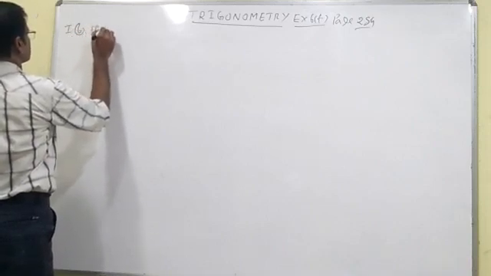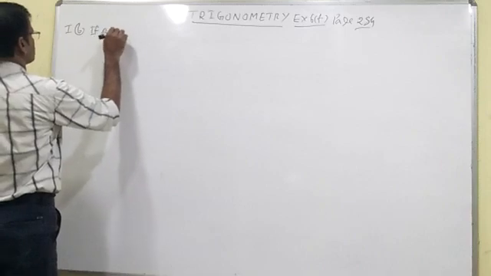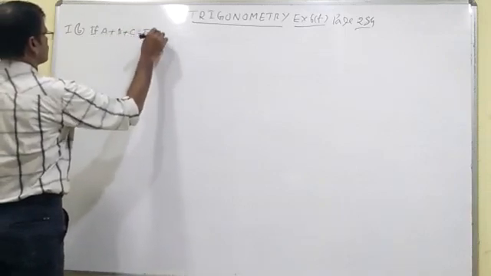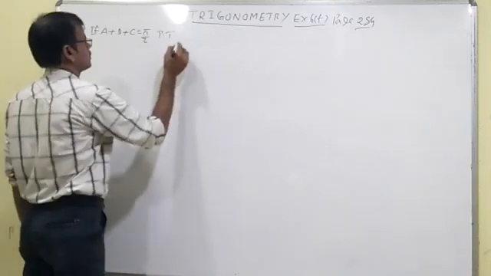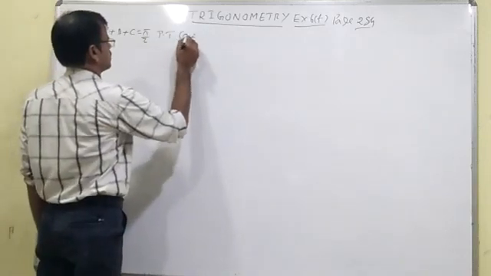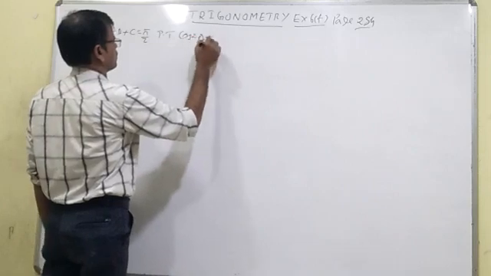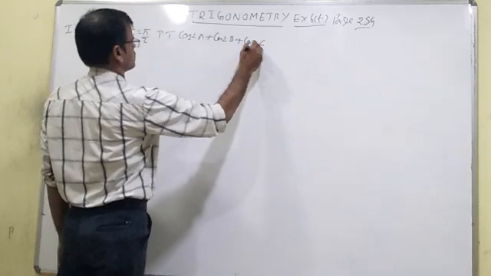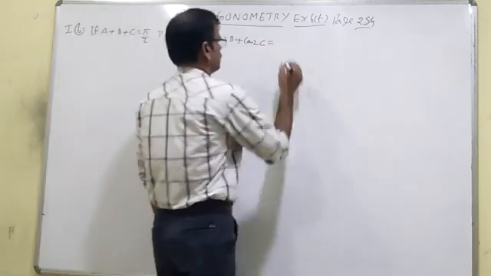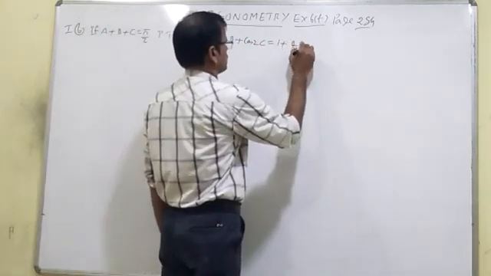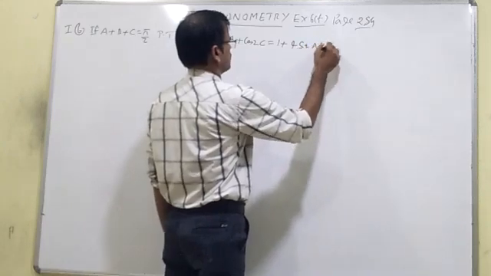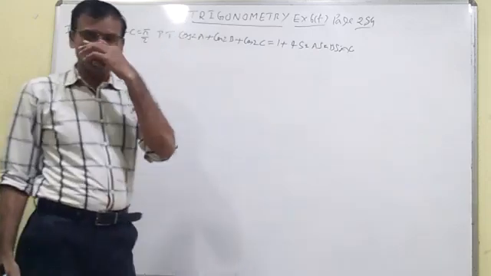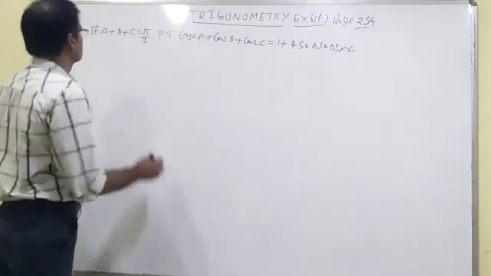Among them, first question, see the condition: if a plus b plus c is equal to pi by 2, prove that cos 2a plus cos 2b plus cos 2c is equal to 1 plus 4 sin a sin b sin c. Okay, 1 plus 4 sin a sin b sin c.